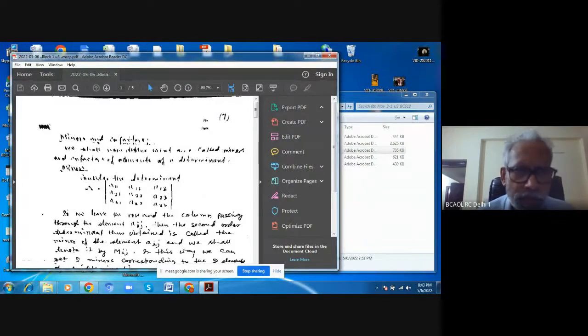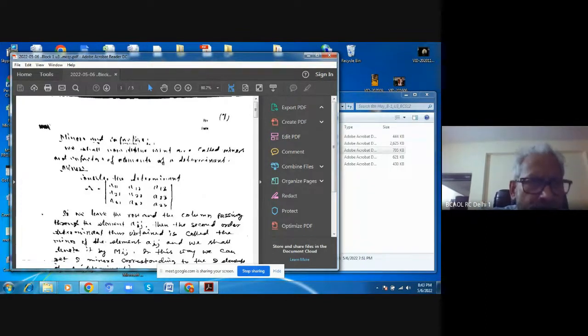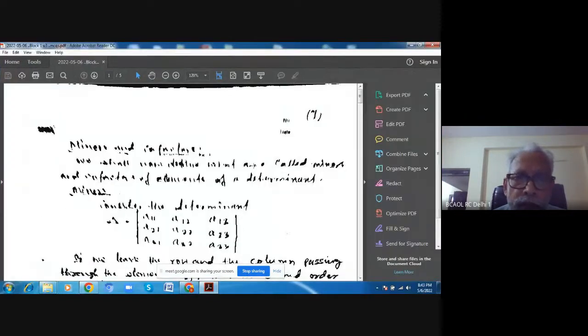Minors and cofactors. Yesterday some of the students had queries: what are minors and cofactors. So we shall now define what are called minors and cofactors of elements of a determinant, a particular determinant, that determinant's minor, how to calculate the minor. So actually you cannot see it very properly. I can show you something.